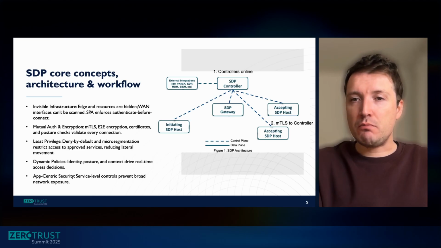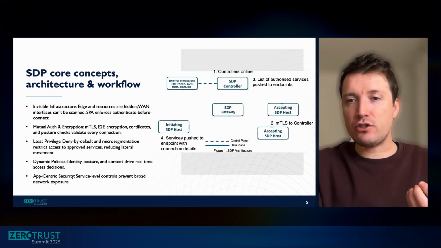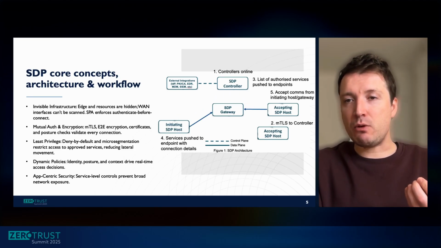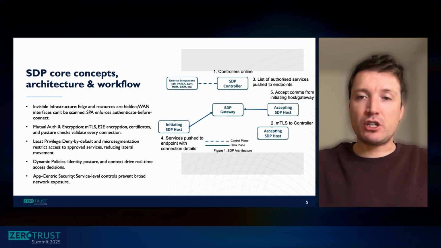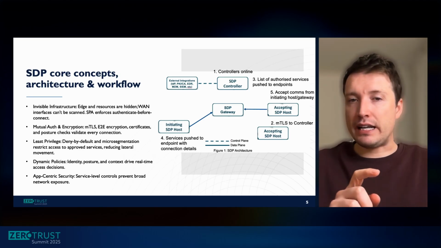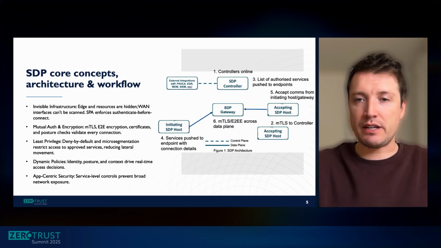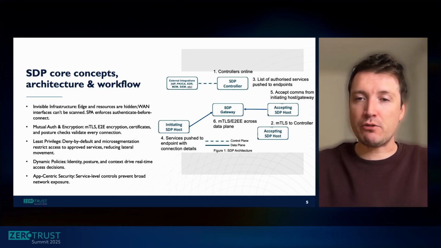The endpoints mutually authenticate to the controller. They get given policies and services which are allowed. That enables the endpoints to receive those communications which are allowed, and that therefore enables, using the authentication authorization, the correct services to be able to communicate across their infrastructure while staying completely invisible, while ensuring mutual TLS and end-to-end encryption in the data plane with least privilege, with those dynamic policies, with that application-specific approach. And so that is our quick introduction to how SDP works.